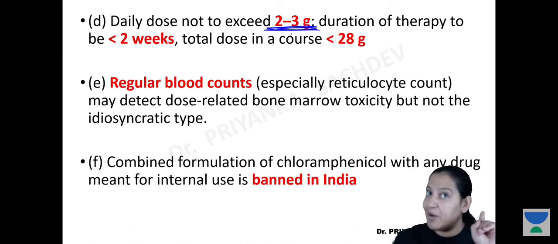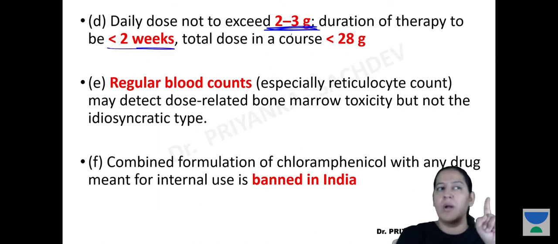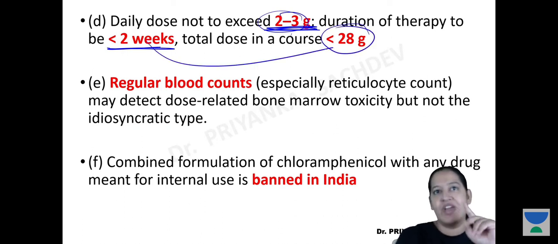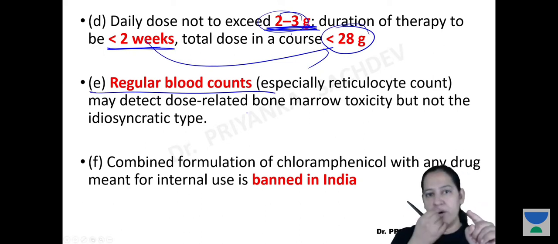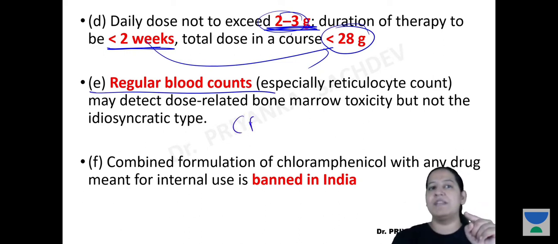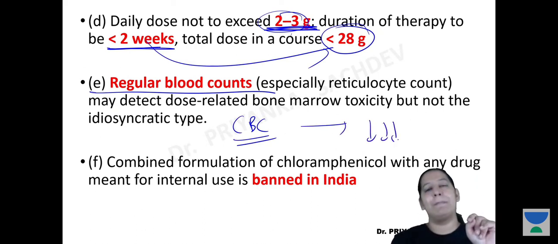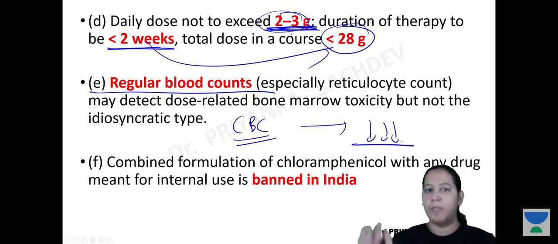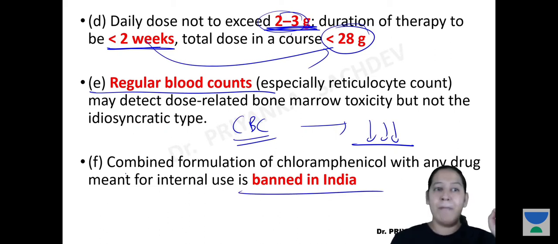It will cause severe bone marrow toxicity. The patient can die. So don't give chloramphenicol for more than 2 weeks. The daily dose should not exceed 2 to 3 grams, and the total should not exceed 20 grams in 2 weeks. So these are the criteria. And monitor blood counts regularly. If you give chloramphenicol to a patient, ask the patient to do a CBC daily. If you see RBC, WBC, platelet counts decreasing, stop the treatment. It is banned in India in combined formulations.